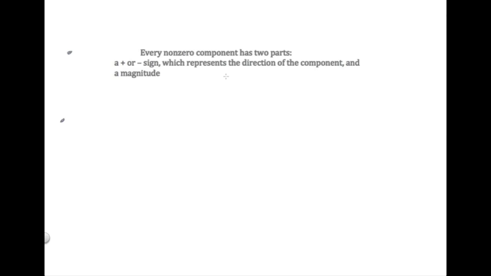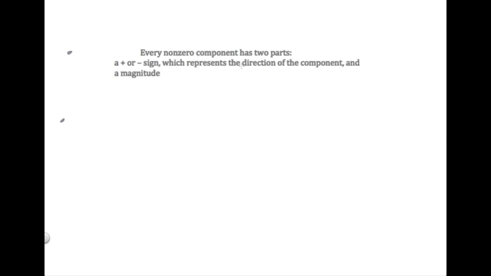Or if we want to add the vectors, we saw we need to add the components, and the way to do that is to add their numerical values. So what is the numerical value of a component? Every component has two parts. It has a plus or a minus sign, which represents the direction of the component, and it has a magnitude.